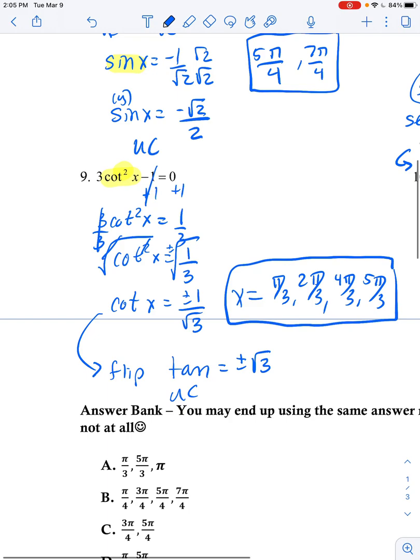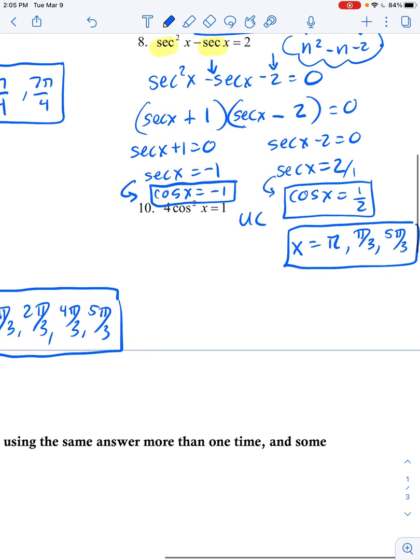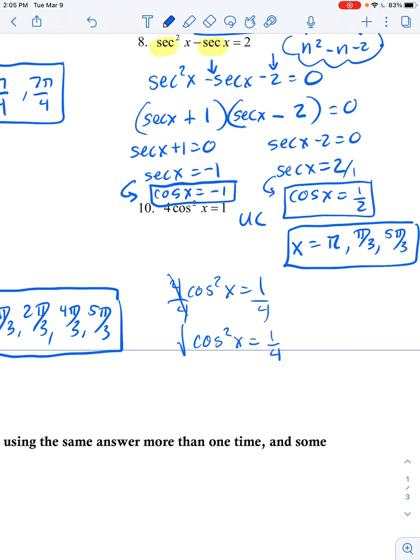All right, then let's take a look at the last one. I kind of wrote on it, so I'm going to recopy it down here. I need to get rid of the 4 by division. And then I need to square root, introducing a plus minus. These cancel. I get cosine x equals, now the square root of 1 is 1 and the square root of 4 is 2. So I'm good to go.